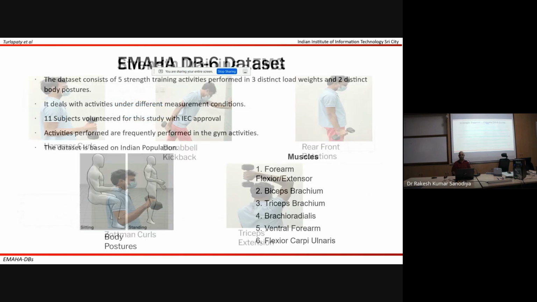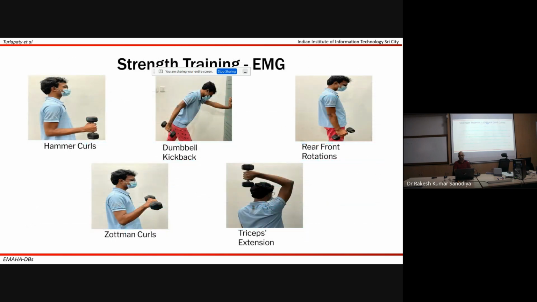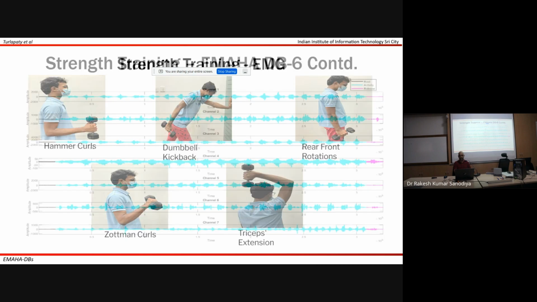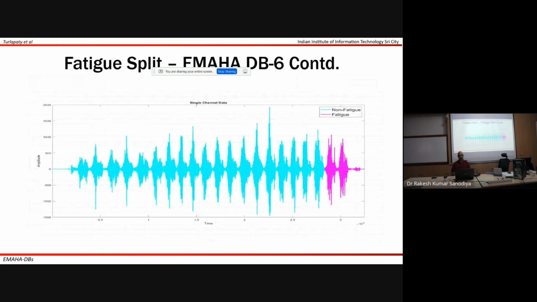So again, the data set, the activities. These are some of the signals. Clearly, you can observe that there are several repetitions, and each repetition is separated from the others. These signals correspond to the tricep extension, 7 channels. Obviously, tricep should have the maximum amount of energy. And this is the goal. We have multiple repetitions, and the last 2 are the fatigue. Can we really do that automatically?